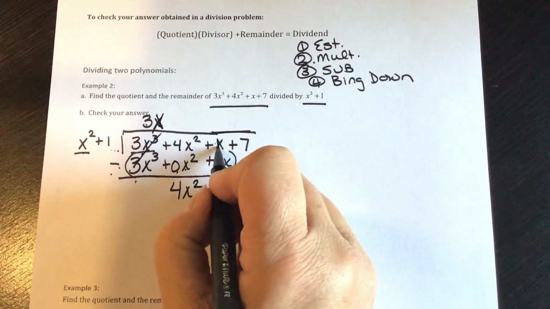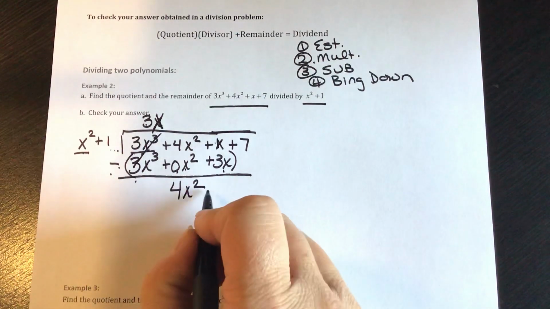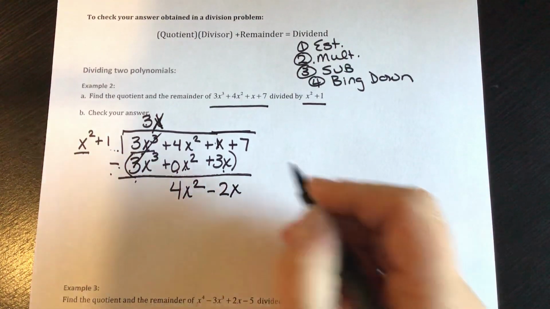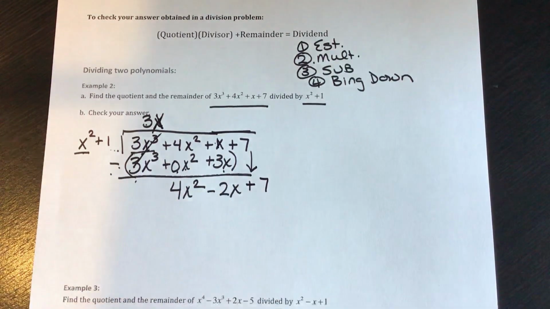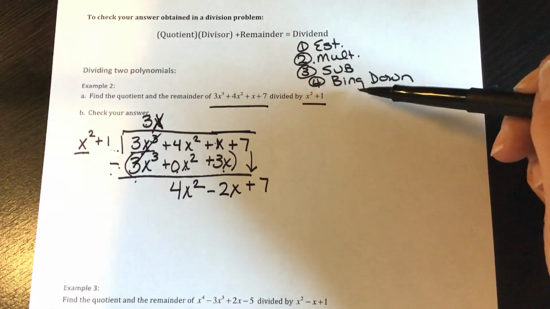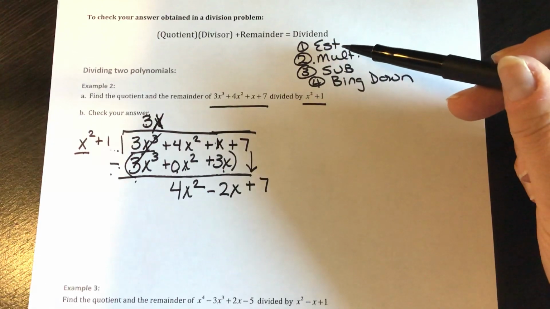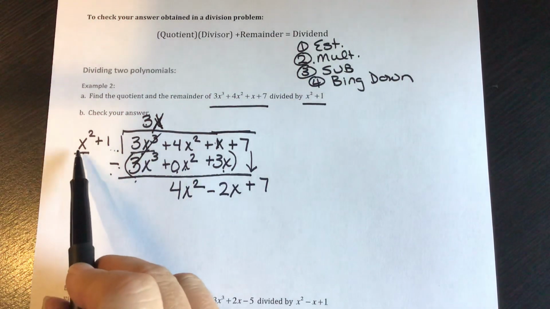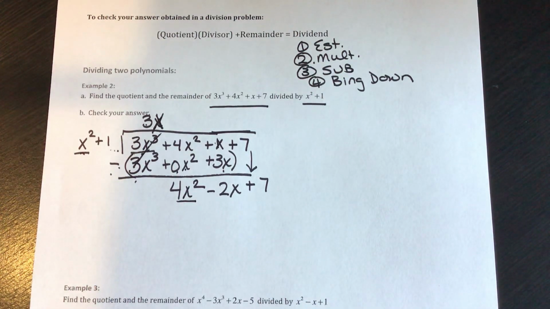And then I have 1x minus 3x would be negative 2x. And then I'm going to bring down my 7. So I multiplied, subtract, I brought the next number down, and now I'm going to go back and repeat. So now I'm going to estimate how many times x squared goes into 4x squared.